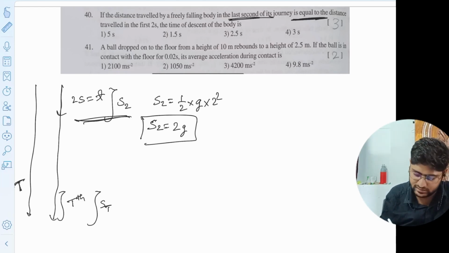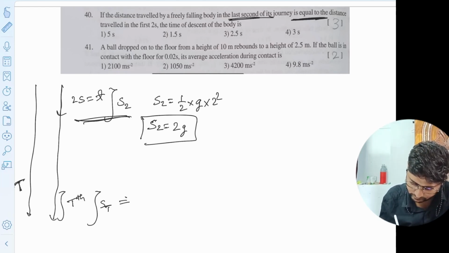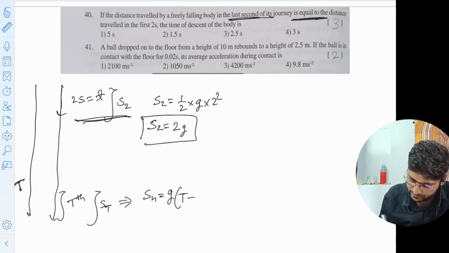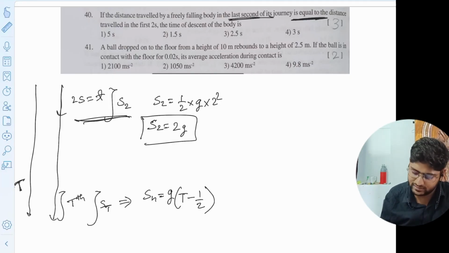How much distance will it cover in the nth second? Sn equals, u is 0 only. U is 0 plus a into n minus 1 by 2. A is what? g, into n, suppose total time t, so t minus 1 by 2, in the nth second.